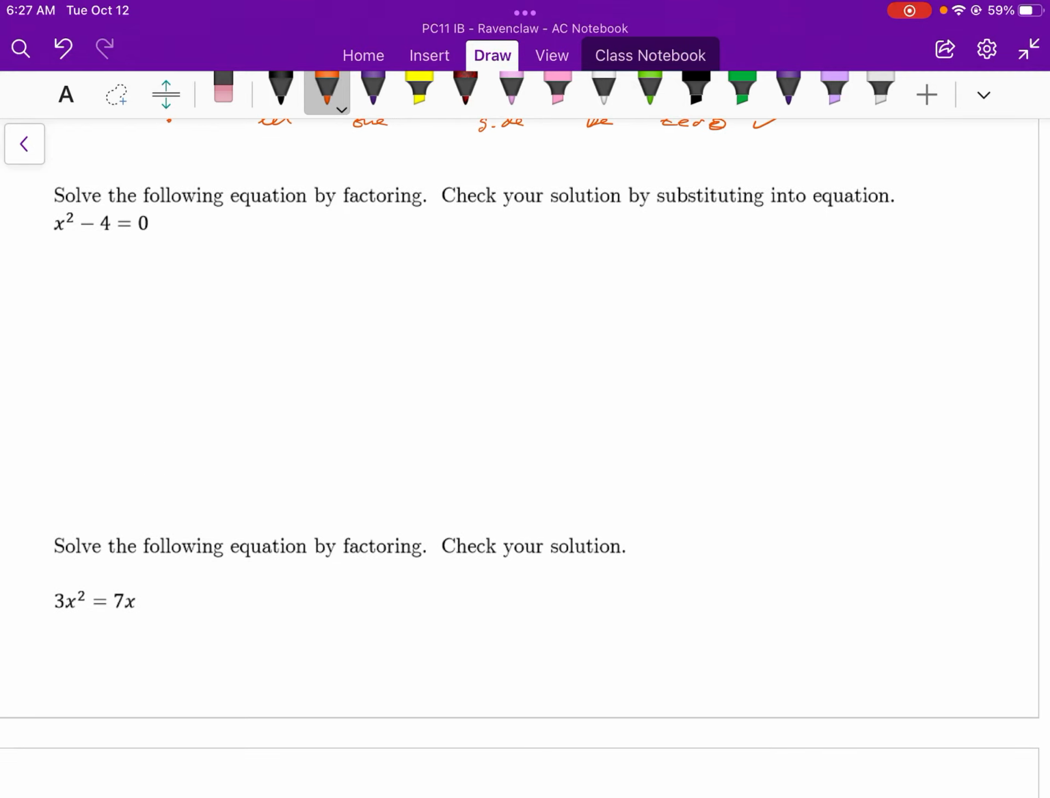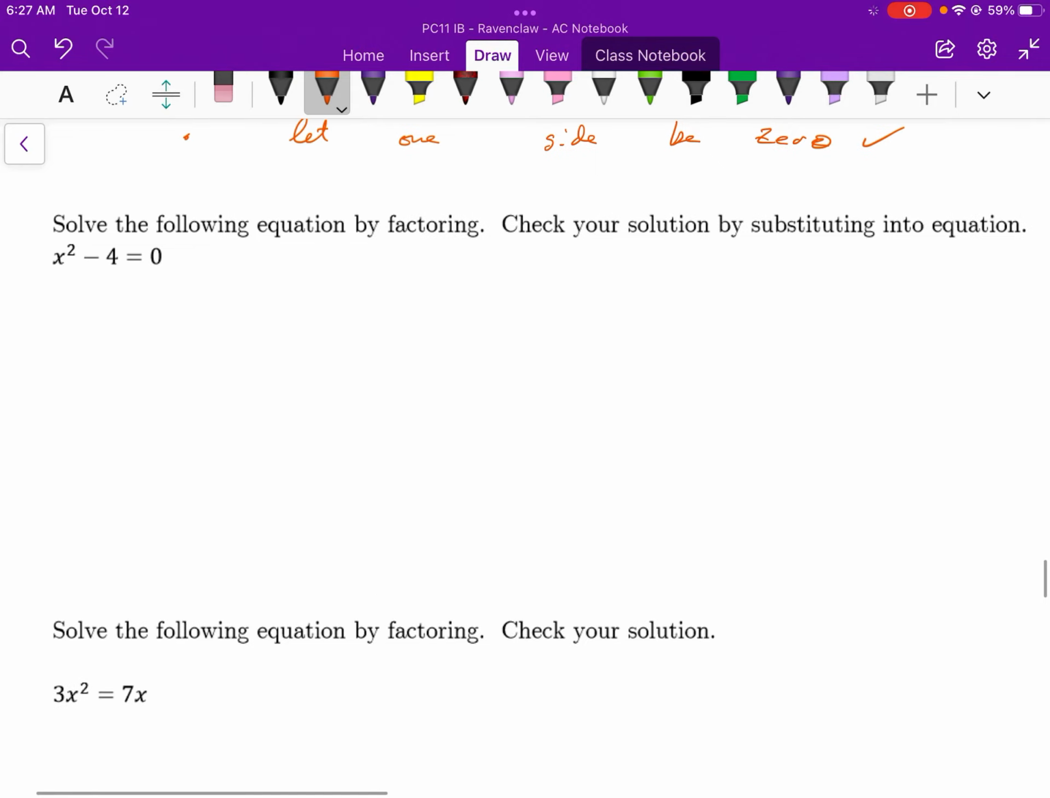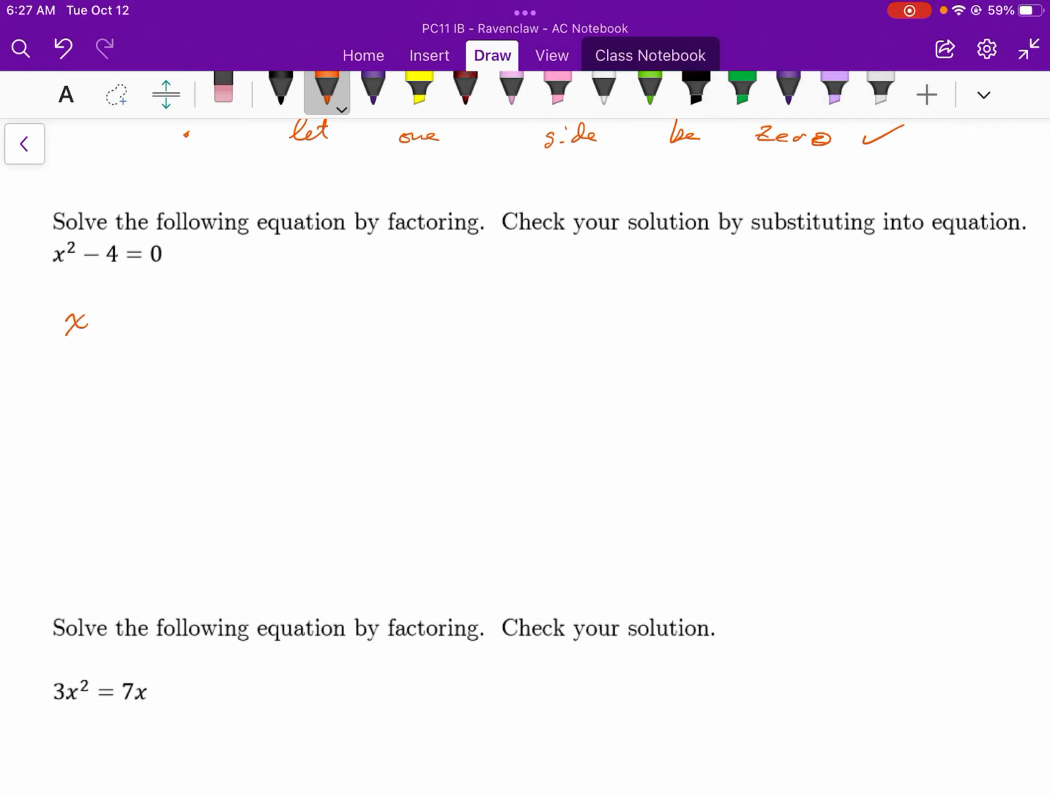Solve the following equation by factoring. Fair enough, it's a difference of squares. Check your solution by substitution into the equation. All right, I take a look here. It's a difference of squares. I'm going to try to solve by factoring. One side is equal to 0. I factor into the conjugate. There we are. And now one side is equal to 0, so this is just factored.